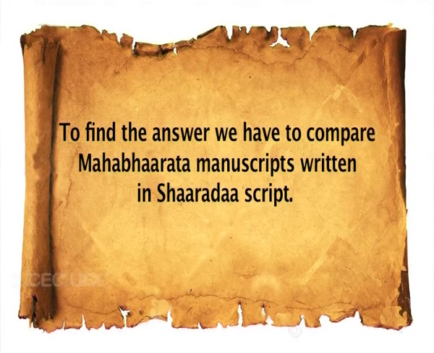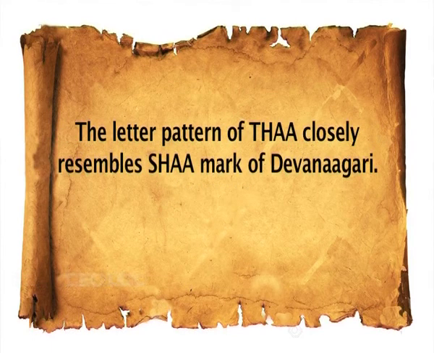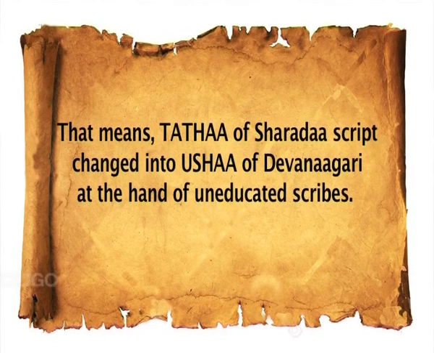To find the answer, we have to compare Mahabharata manuscripts written in Sharada script. In Sharada script, the letter pattern of Ta closely resembles the U mark of Devanagari. The letter pattern of Tha closely resembles the Sha mark of Devanagari. That means Tatha of Sharada script changed into Usha of Devanagari at the hand of uneducated scribes. This example clearly highlights the importance of learning more and more scripts. In other words, knowledge of only the script which is employed for writing the editable work is not enough.